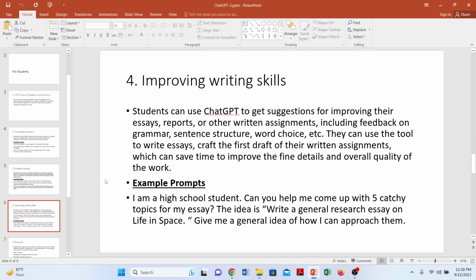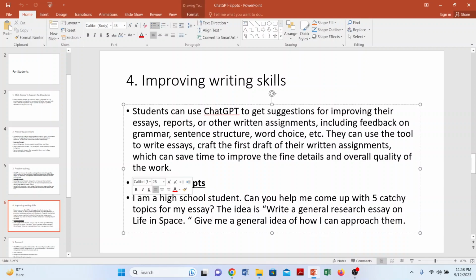Another thing that we as students worry about is our writing skill. Sometimes we have to write an essay or a research article. How can we use ChatGPT to improve that? For example, if you are a high school student and you are given an essay topic, how can you write a prompt for that?